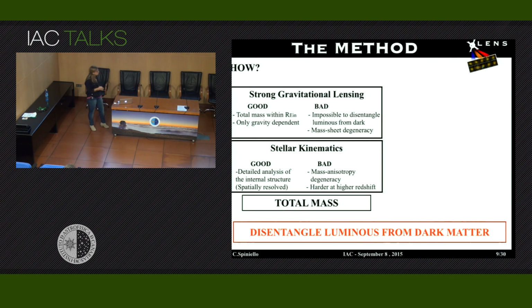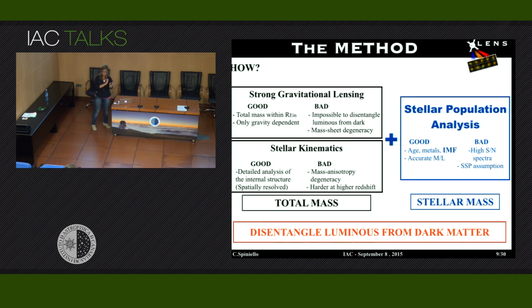We use strong gravitational lensing and stellar kinematics in order to have a very precise one-shot estimation, only dependent on gravity, of the total mass, within an aperture, obviously. And then we add stellar population analysis that obviously will give us the stellar mass. The good thing is that using the combination of these three or two techniques, if you want, we can disentangle the luminous from dark matter, but the bad thing is that we need a lot of very good data.